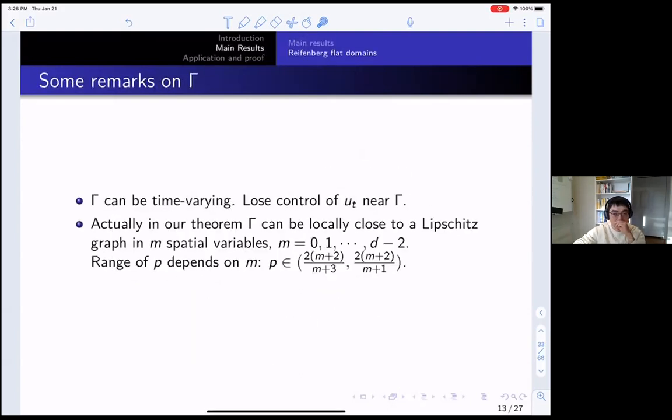Okay, so that is everything for our results. Is there anything I could clarify before moving on to the application?